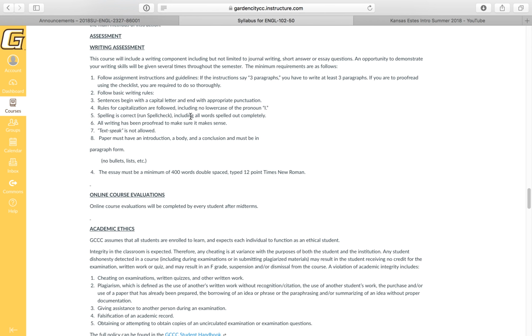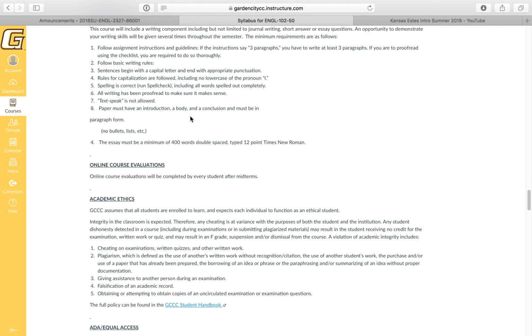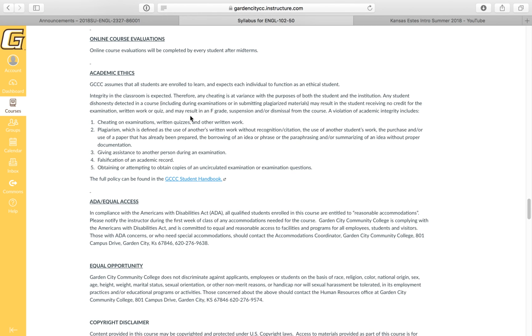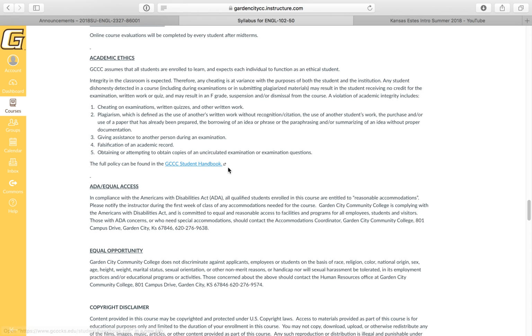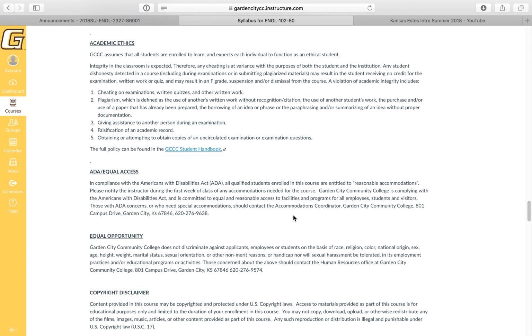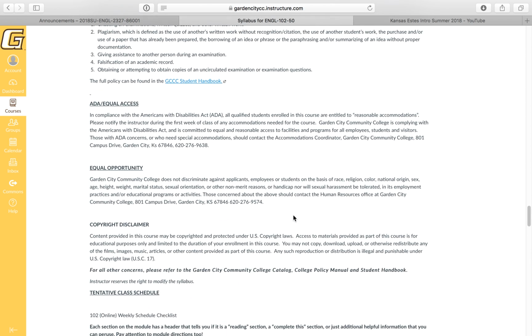You can read for yourself the writing assessment: basically, write at a scholarly level, write at a college level. And you guys have signed in the handbook that you will follow all the code of conduct of Garden City, so make sure you pay attention to that.